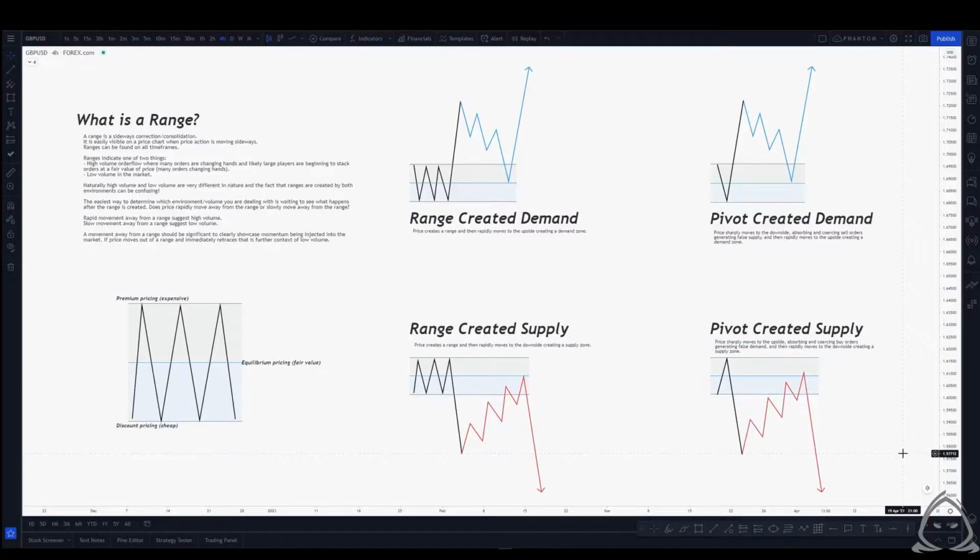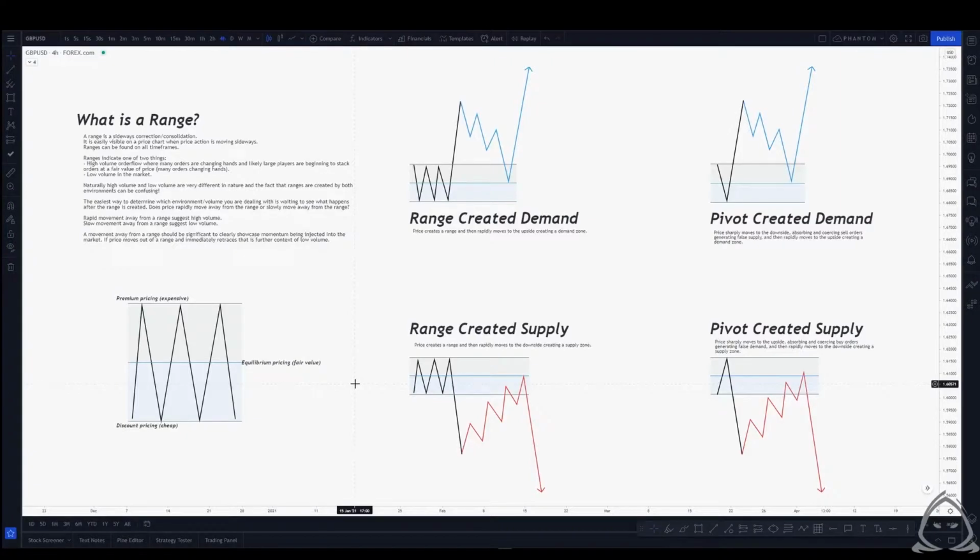A movement away from a range should be significant to clearly showcase momentum being injected into that market. We're trying to identify when large orders are being placed into the market, so we should see a rapid expansion away, whether it's up or down. If price moves out of that range and then immediately retraces, that's a further context of low volume.